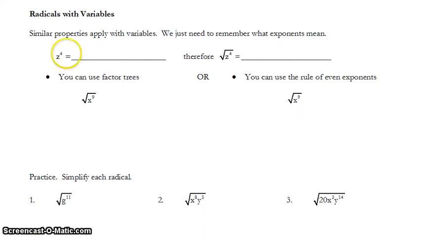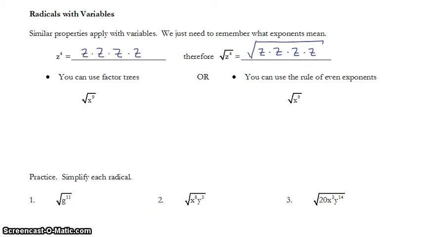What we need to recall first and foremost is what are variables. So if I give you z to the 4th, I want you to recognize that that's z times z times z times z. Z times itself 4 times. Therefore, if I'm taking the square root of that, that's the same as saying square root of z times z times z times z. Z to the 4th, 4 z's, all inside my square root.